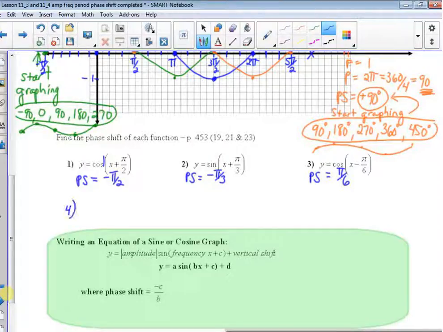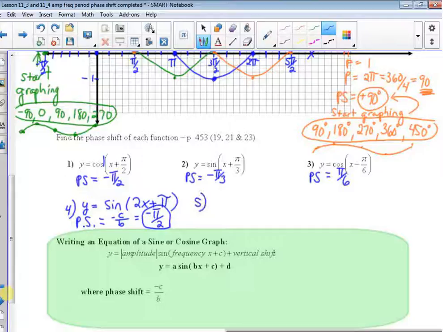Now let me add a couple more on here. So let's say I have a number 4. y equals sine of 2x plus pi. So for that one, the 2 is on the inside, so it's going to be negative c over b, so that's going to be negative pi over 2. So that's the phase shift. You're going to start at negative 90.